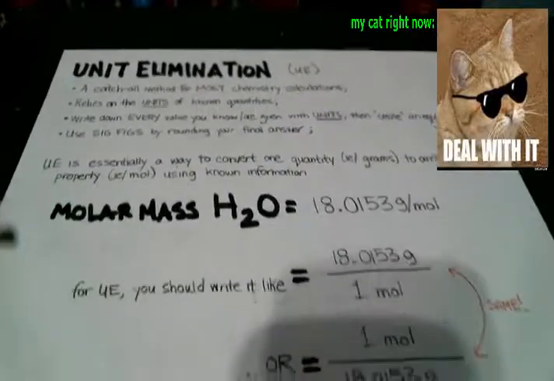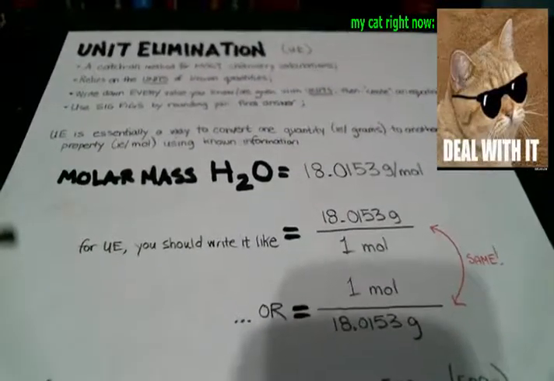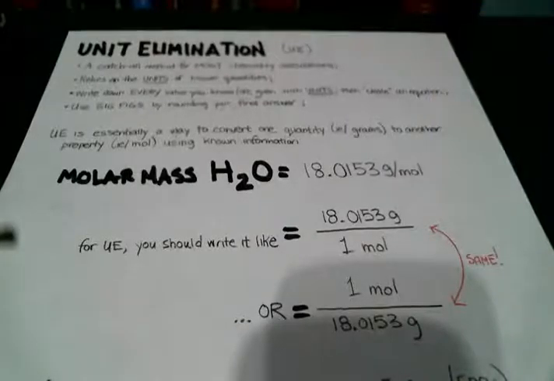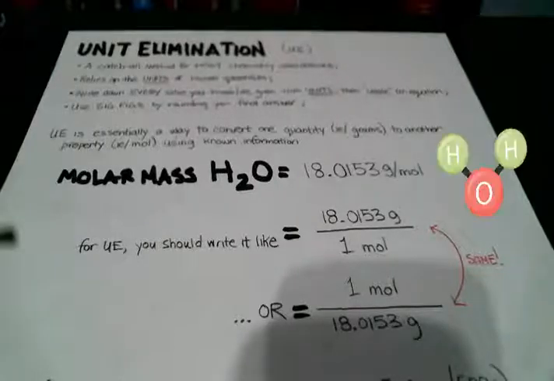Now, before we start, I want to show you how we can write one quantity in two different ways. This 18.0153 is the molar mass of water, H2O. Two hydrogens and an oxygen create approximately that many grams per mole. In unit elimination, you want to write this quantity in one of these two ways. And it's important to note that these two different ways of writing it are equivalent to each other.